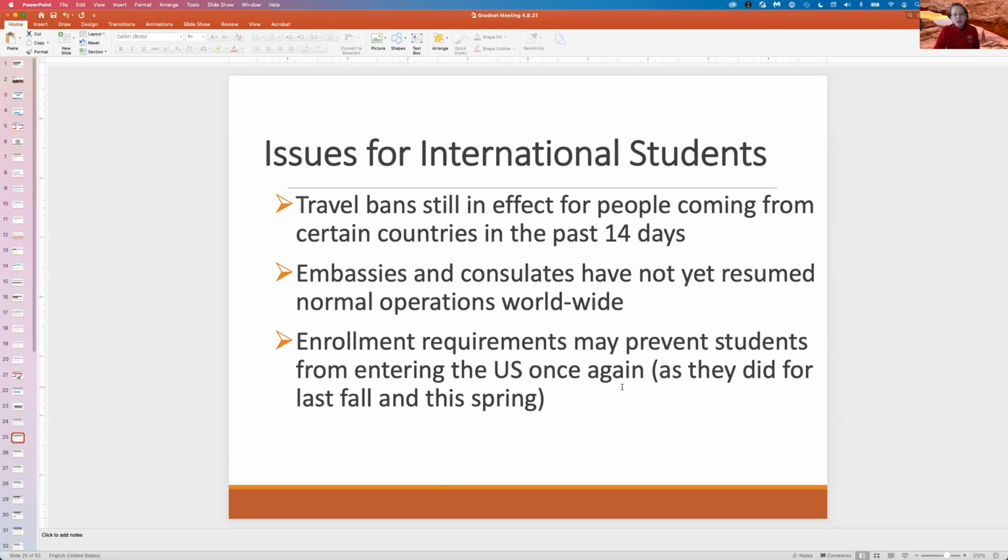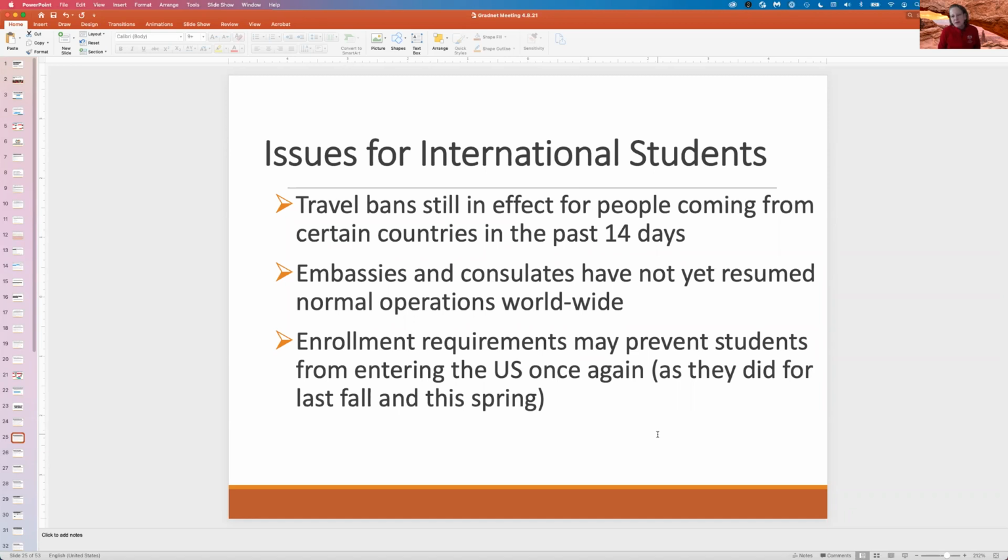The overall issues for international students that have to do with travel and visas are these three things primarily. There are travel bans still in effect for people coming from specific countries if they've been there in the last 14 days, and I'll tell you some more details on that. Embassies and consulates have still not resumed normal operations worldwide. Of course, this varies country to country, but as an overall statement, things are still not back to normal. In some places that's ebbed and flowed. In other places, it's been complete closure and has not reopened. And China is a big example of that.